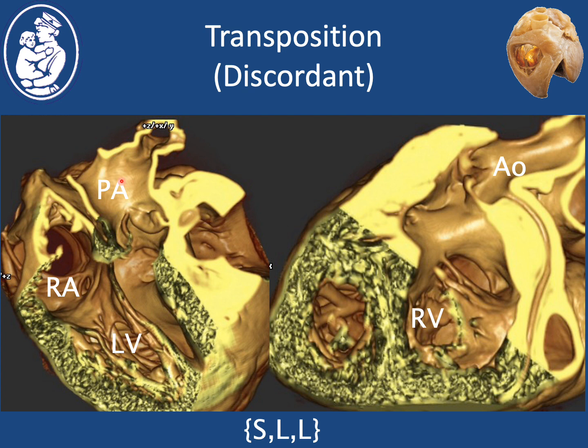The bifurcating pulmonary artery here is aligned with this left ventricle that's right-sided and L-looped. So we have Situs atria, but L-looped ventricles, and the pulmonary artery in this case is posterior and to the right.